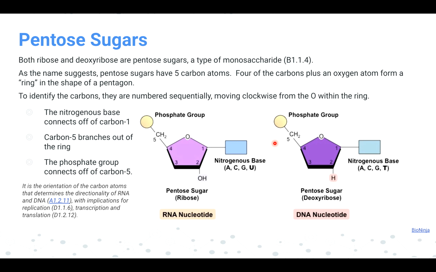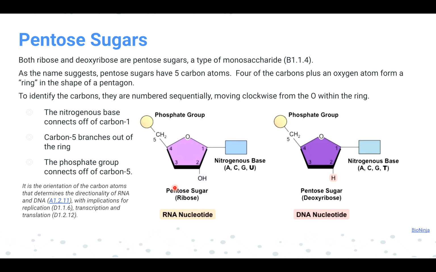Let's talk about the pentose sugar. Pentose sugar means a sugar molecule which consists of 5 carbons, and it is considered a monosaccharide, right? If a monosaccharide has 5 carbons, we call it pentose. If it has 6 carbons, we call it hexose. This is how we can differentiate, and we will study that in the carbohydrate section.